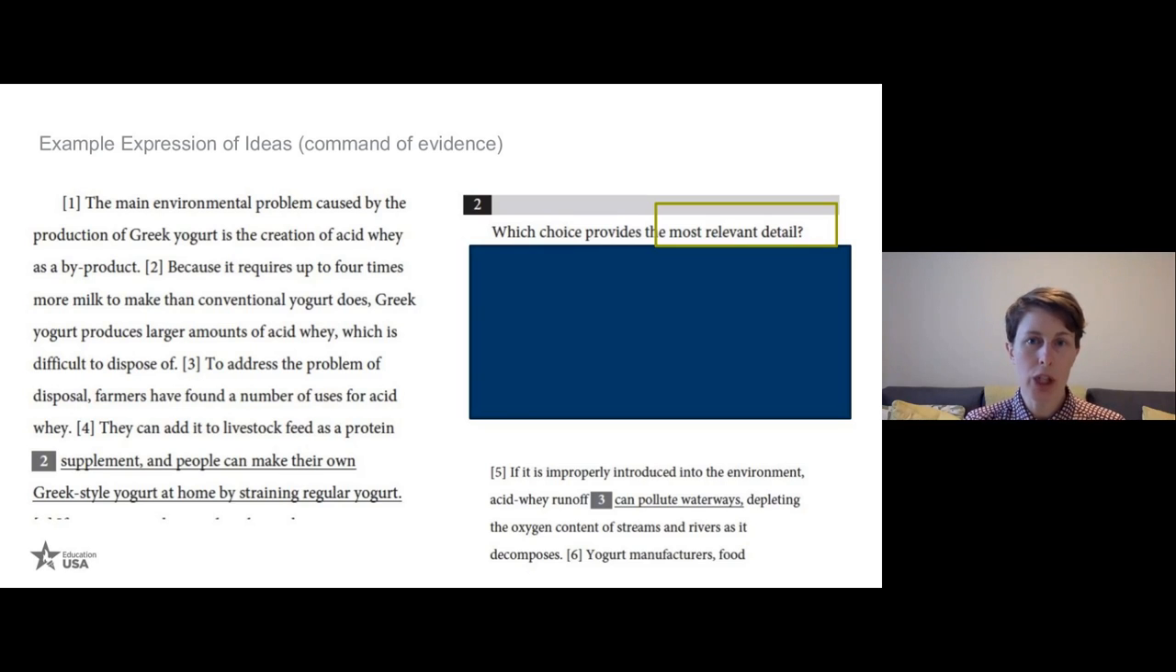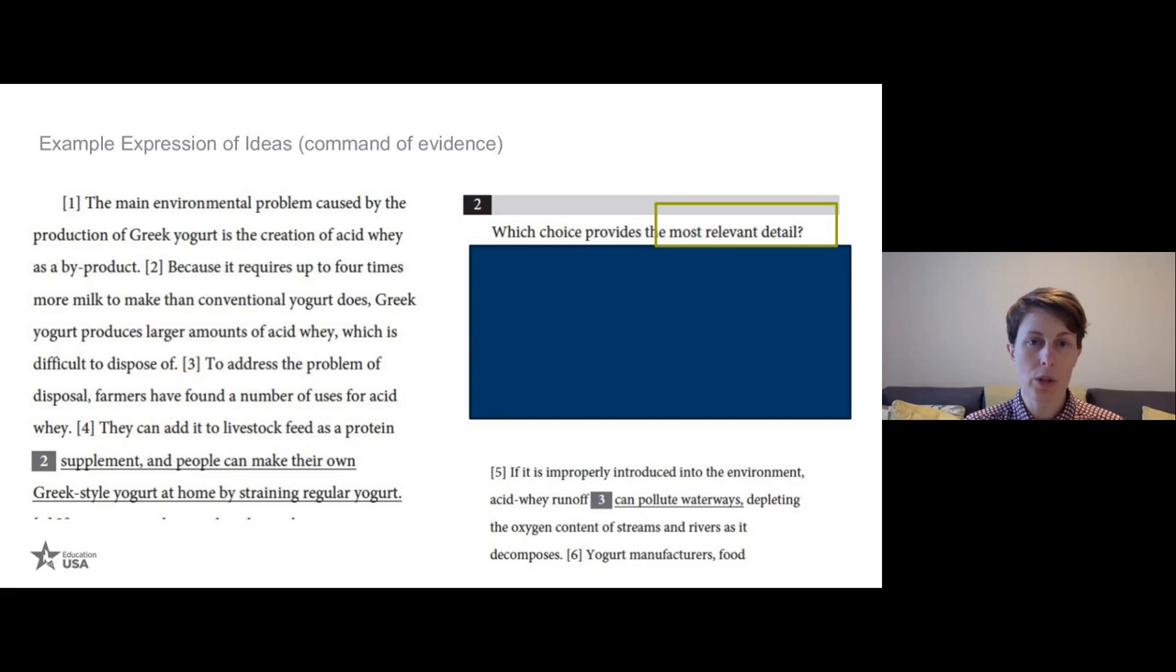Okay, this is the more challenging kind of question in the expression of ideas area. It's the command of evidence that's kind of most like what you do in reading comprehension. So this is where you have to have a better understanding of what's going on in the paragraph in order to best answer this particular question.